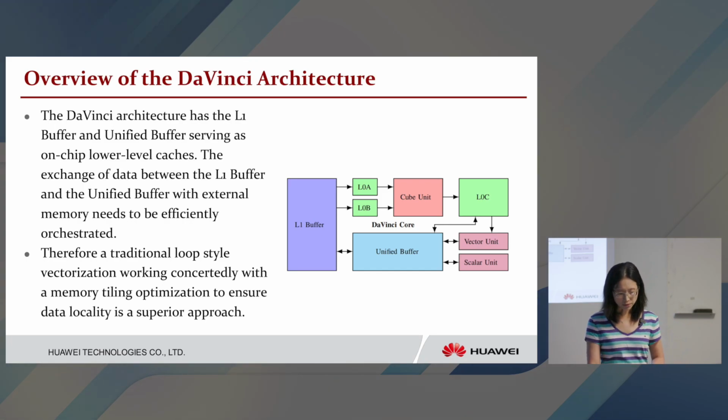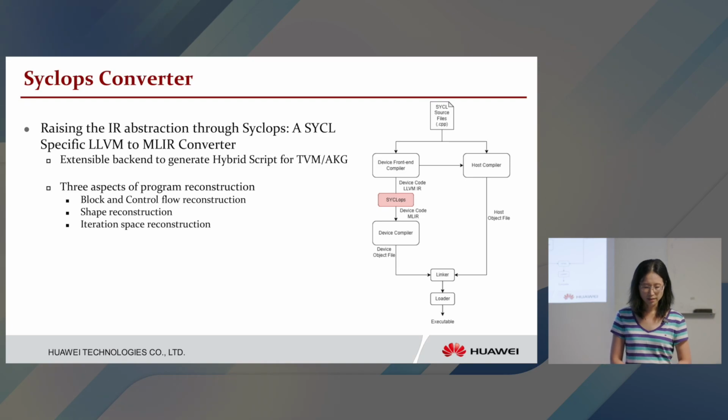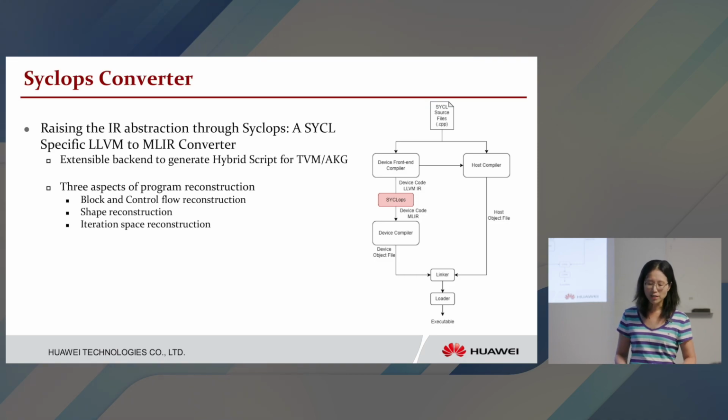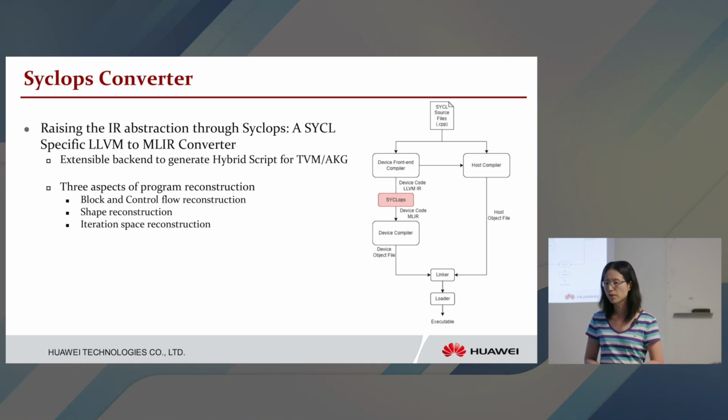So with all that, that takes us to the Syclops converter. So many questions may arise. Why do we choose MLIR? And why do we choose to do a converter from LLVM into MLIR? I mean, there are various historical reasons.